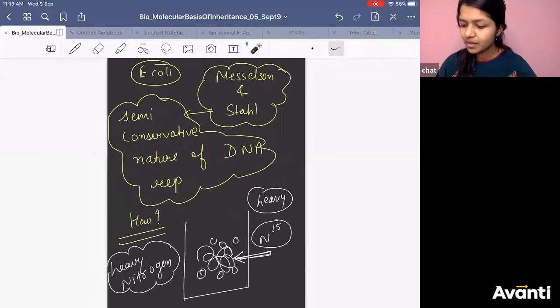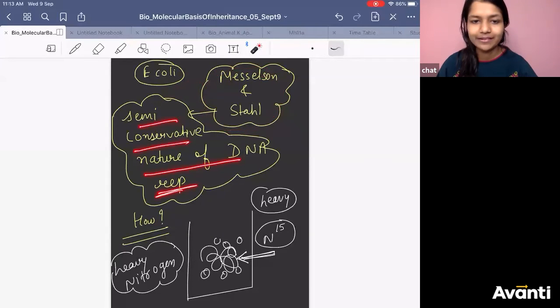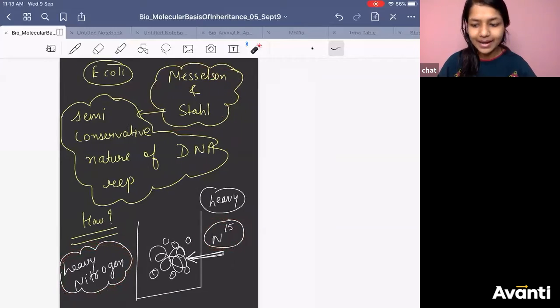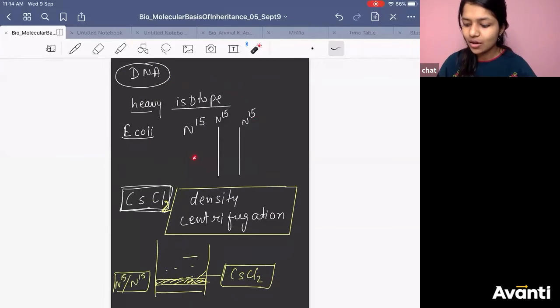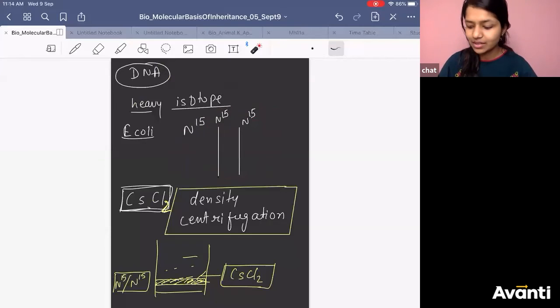Okay. So this is how Meselson and Stahl proved the semi-conservative nature of DNA replication. How? Can you recall how? They used heavy nitrogen. Which nitrogen? N15, right? So N15 was given for 17 generations. Then all the DNA became N15. Then they gave N14 and after that they did density centrifugation.